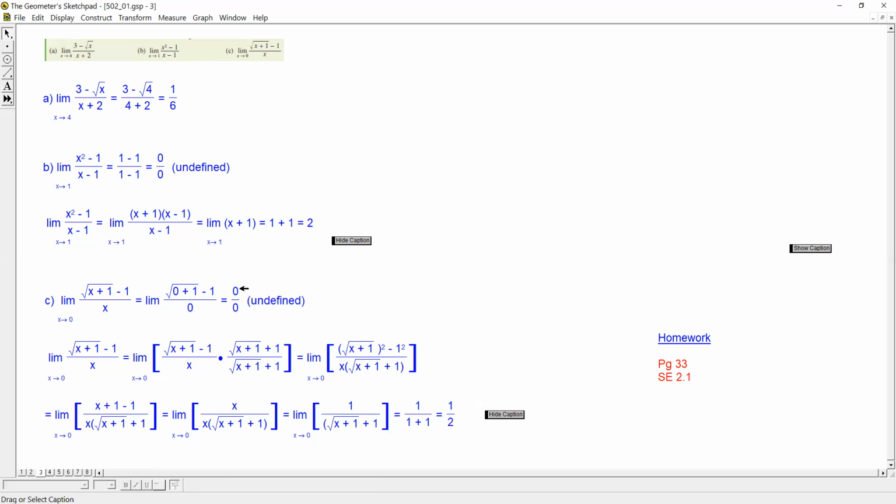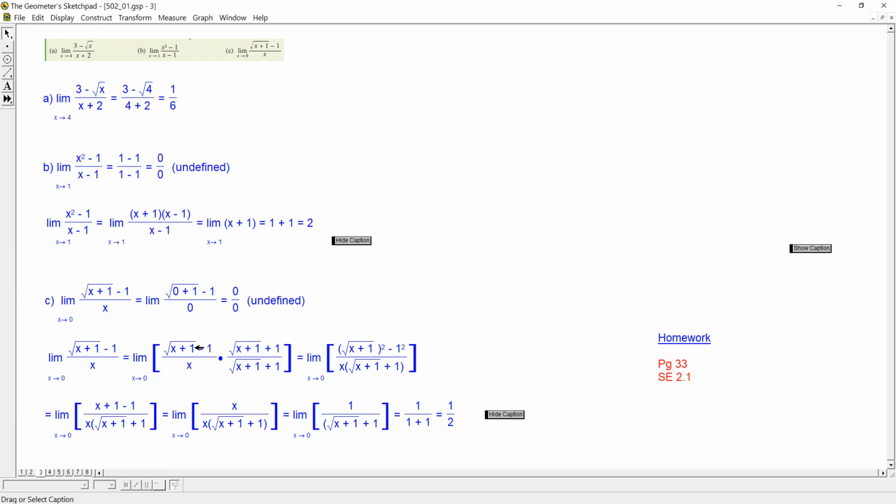So you get 0 over 0 again. Try to factorize. I don't know how to factorize because this one all involves square root. So if you cannot factorize, then you rationalize. How to rationalize? You multiply with the conjugate, the opposite of this function here.